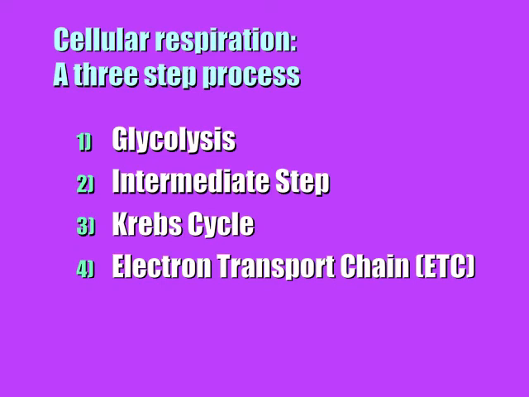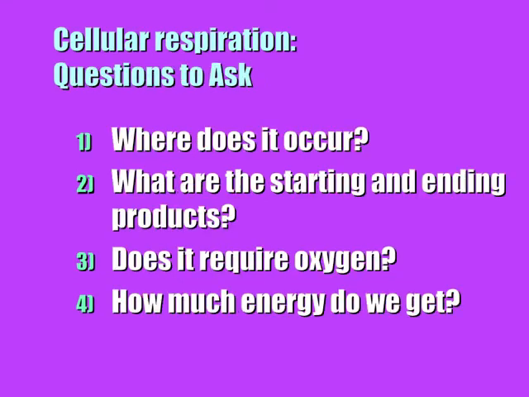So depending on how you split it, cellular respiration is a 3 or a 4-step process. And these steps include glycolysis, an intermediate step, the Krebs cycle, and the electron transport chain. So for each of these 4 steps, you should be able to answer the following 4 questions. Where does each of these steps occur? What are the starting and ending products? Does this process require oxygen? And how much energy, that is ATP, do we get out of each step?